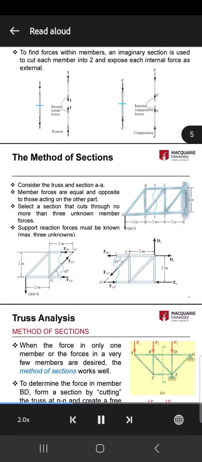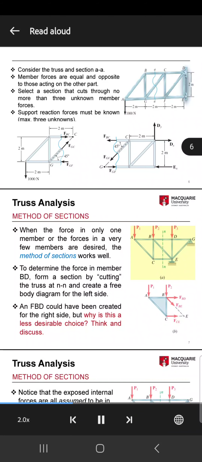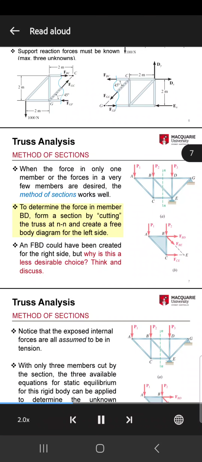Points A through G form a simply supported truss with a pin at point G and a roller at point E. Loads P1, P2, and P3 are applied. When the force in only one member or the forces in a very few members are desired, the method of sections works well. To determine the force in member BD, form a section by cutting the truss at NN and create a free body diagram for the left side.